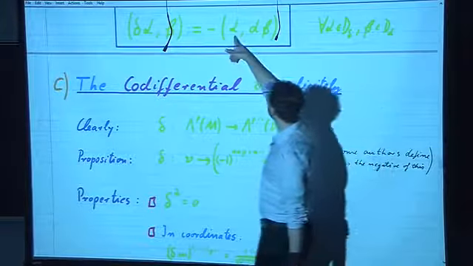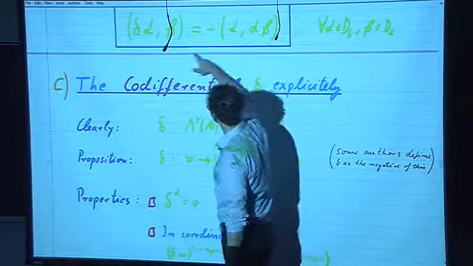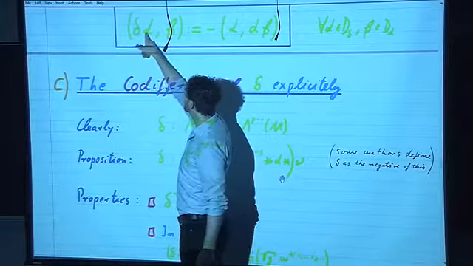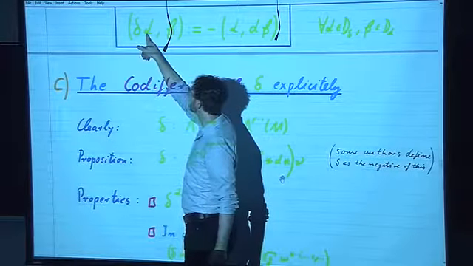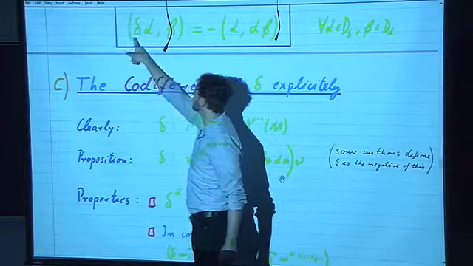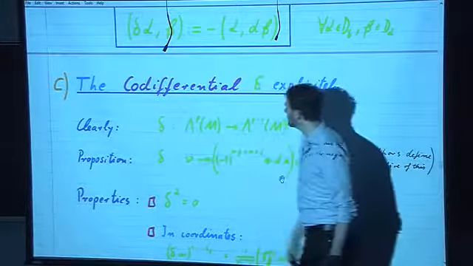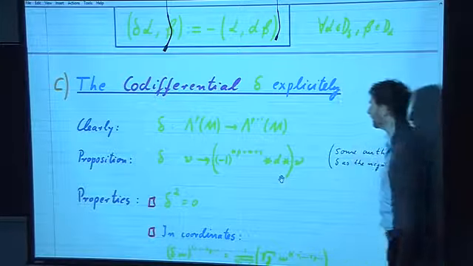So then we have here a p form and a p minus 1 form. So it's a p minus 1 form. So the del must take the alpha, which was a p form, into this thing, which is a p minus 1 form. So indeed, the co-derivative has to map p forms into p minus 1 forms.